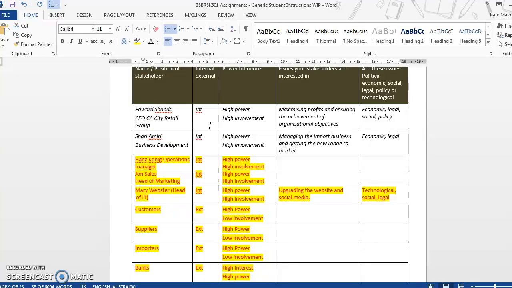But in total, you need to come up with at least 3 internal extra people. So here I've got Hans Koenig, who's the operations, John Sales, who's head of marketing, and Mary Webster, who's head of IT. You can add in other ones if you want to from reading the scenario. So all of these people are going to have high power and high involvement in the new risk process and updating it. You need to say what issues they'd be interested in.